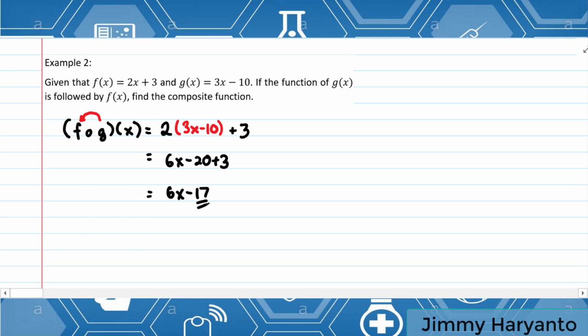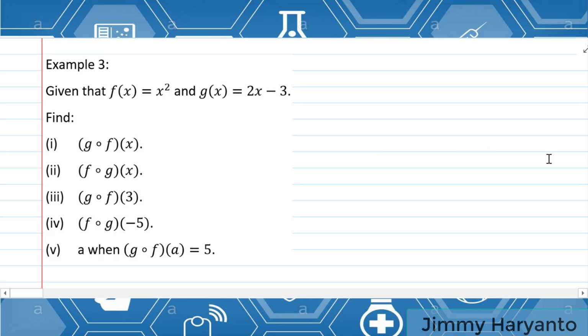Next example. Example 3. f(x) equals x squared and g(x) equals 2x minus 3. I want you to find g∘f. Okay, g∘f first, part (i). It will be f going inside the g. So I will write the g first, 2x minus 3, and then you substitute the x with the f, which is x squared. This one is already simplified, so we leave it like that. That is the answer to number (i).